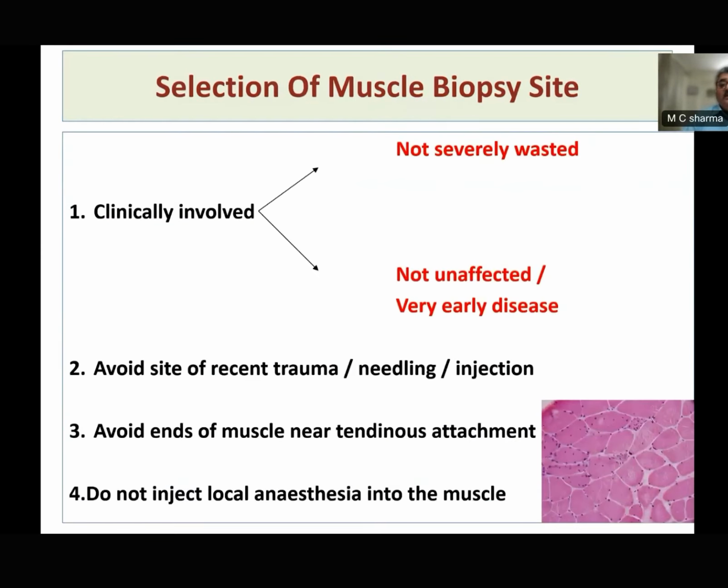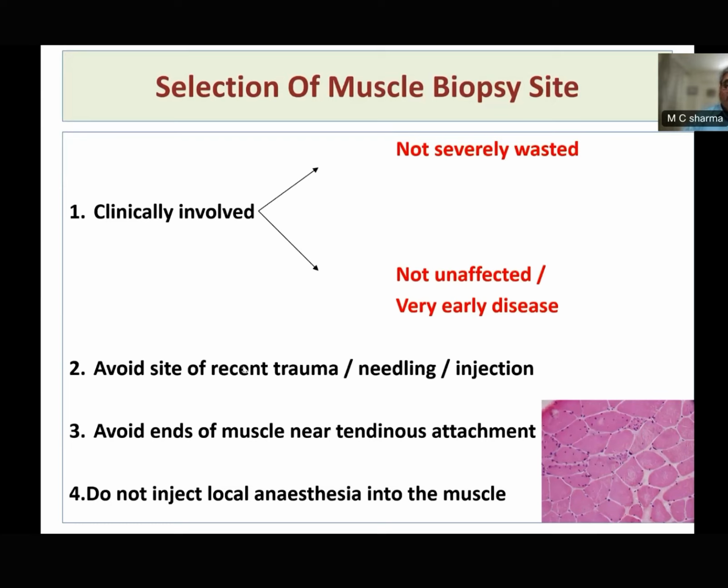Now, what are the precautions to be taken? Sometimes some muscles are so severely wasted that they show end stage disease. It is difficult to differentiate between the different types of diseases. So it should not be very severely wasted. It should be a moderately involved muscle. Sometimes some muscles are not that much affected and they will be normal. So one should be very careful that it should be a moderately affected muscle.